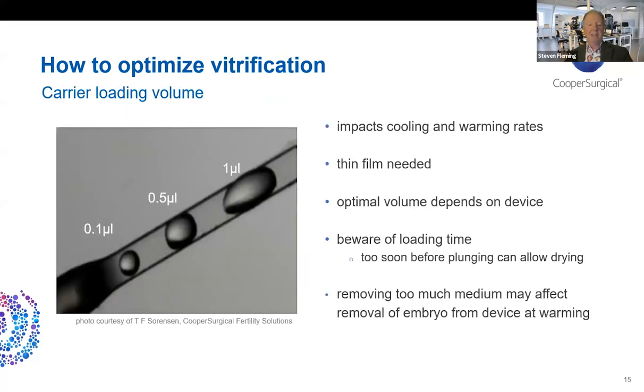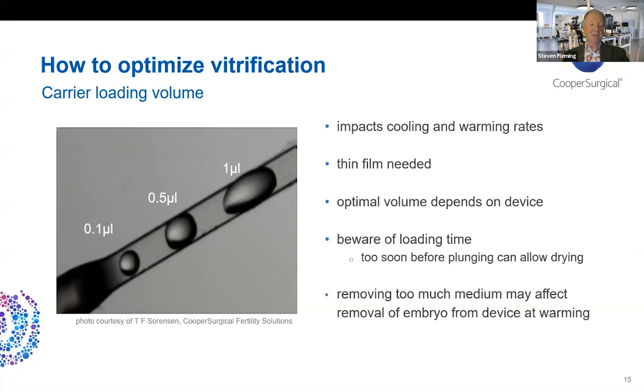So what about carrier loading volumes? They're inversely correlated with cooling and warming rates, and therefore the tendency is to use the smallest loading volumes that you can safely use. Desired volumes can be achieved using an adjustable pipette, such as the stripper. I particularly like to use a device like that because then the loading volume is consistent every time.